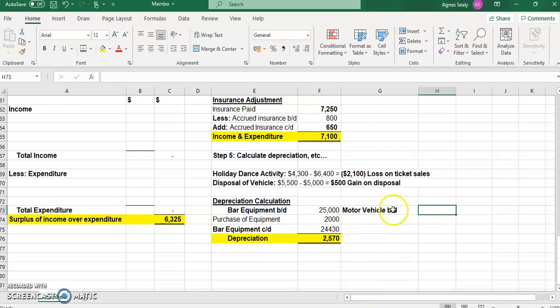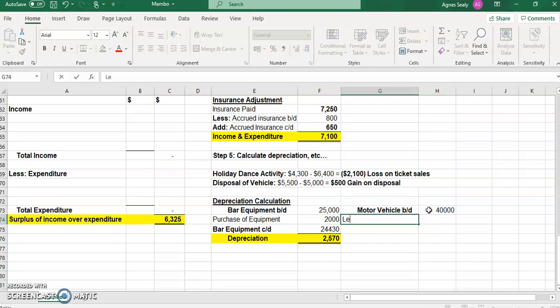So we start with what the motor vehicles were at the beginning. That was $40,000, and we are going to subtract, so that would be less motor vehicle sold, which is $5,000. Its value was 5,000. You're not subtracting what you sold it for. You're subtracting what it was worth at the time. And then we are going to subtract our motor vehicles at the end.